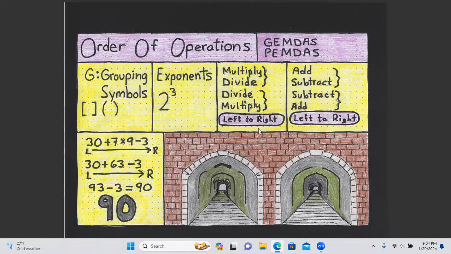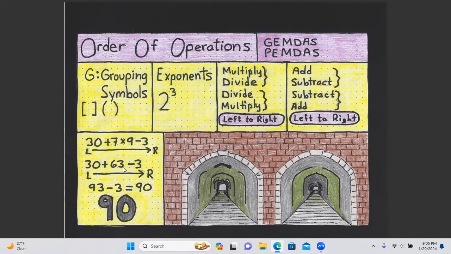Well, first of all, we have to go from left to right. And so you solve order of operations from left to right. And so in this case, 30 plus 7 times 9 minus 3. However, we cannot just go 30 plus 7 because addition and subtraction go last in the order of operations. And so we have to do that last because multiplication goes before addition and subtraction. And so we'll have to multiply 7 times 9 first.